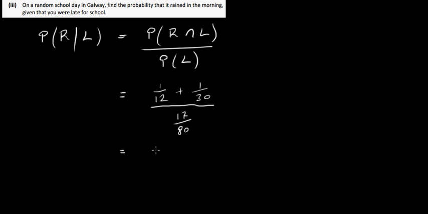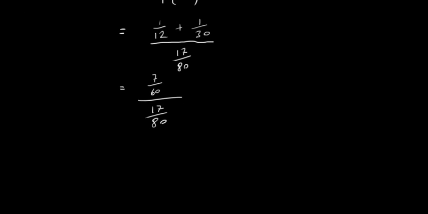Okay, so let's just work this out. So on the top line, you'll get 7/60. On the bottom line, we've got 17/80. So if we're just dividing a fraction by a fraction, you flip and multiply. So you flip the bottom one and multiply, and you end up with 28/51. Okay, so that's it for question 8.